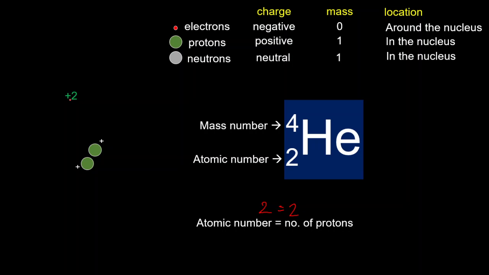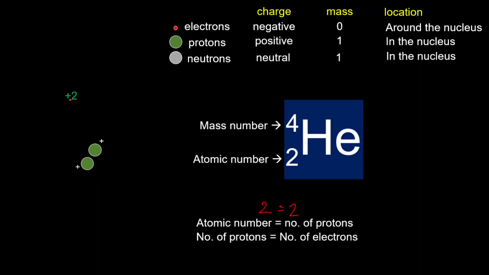And what's the charge of an atom, by the way? What's the overall charge of an atom? It's actually neutral or no charge. But as you observe here, an atom is composed of both negatively and positively charged particles. How come the overall charge of an atom is neutral or zero? It's not positive, it's not negative. The reason is that the number of protons is equal to the number of electrons.